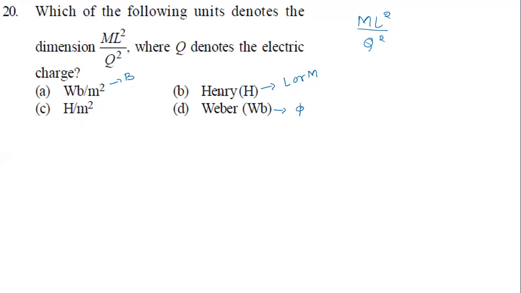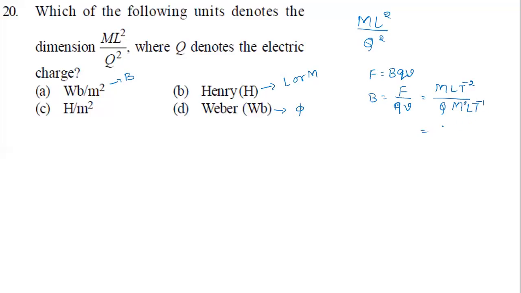Now look at the dimension of the first one. Magnetic field dimension I should find out now. So I'm going to use a simple formula, F equal to BQV. So B equal to F by QV. F means we know the M L T power minus 2 formula. Yes or no? Because kg meter per second square. Q we are going to keep as it is, charge as it is. Velocity is again what now? M power 0 L T to the power of minus 1.